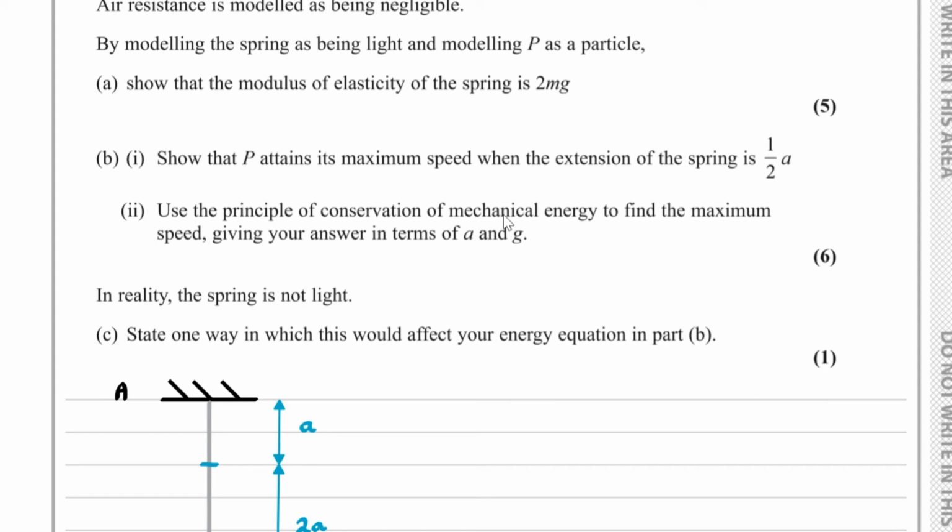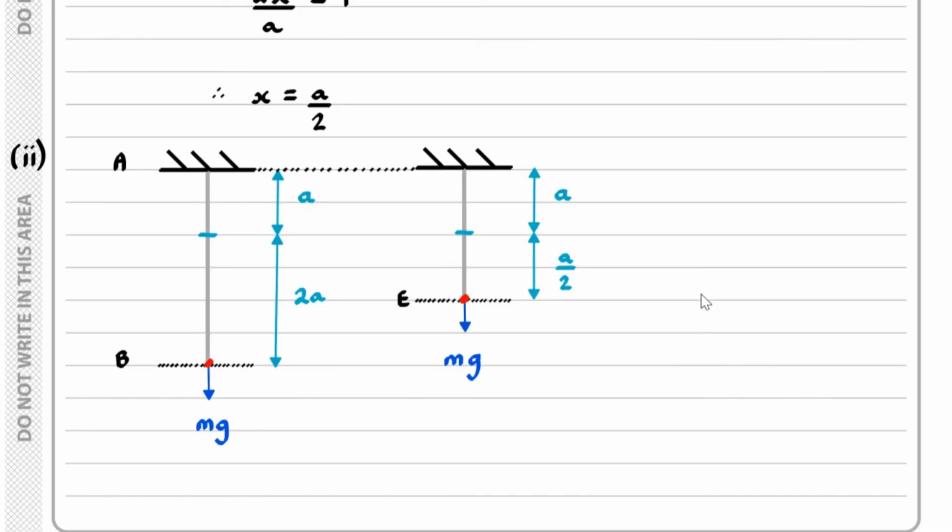Now we have to use the principle of conservation of mechanical energy to find the maximum speed, giving an answer in terms of A and G. Now here is a diagram representing what's going on. Initially it's at the point B, then it's released, and then at the end of all the motion it ends up at this point E, and this is where the maximum speed occurs. And what we need to do is use the work energy principle to find out the speed here. And before we do anything else, what we can do is find out this distance here. And the way we can do that is by working out 2a subtract a over 2, which is 3a over 2.